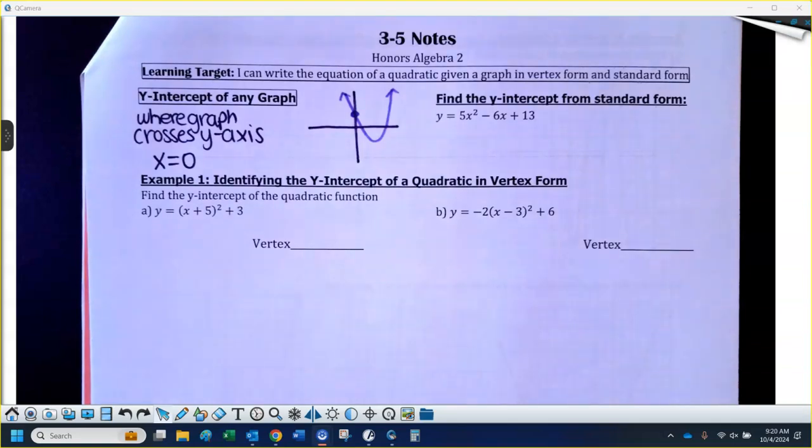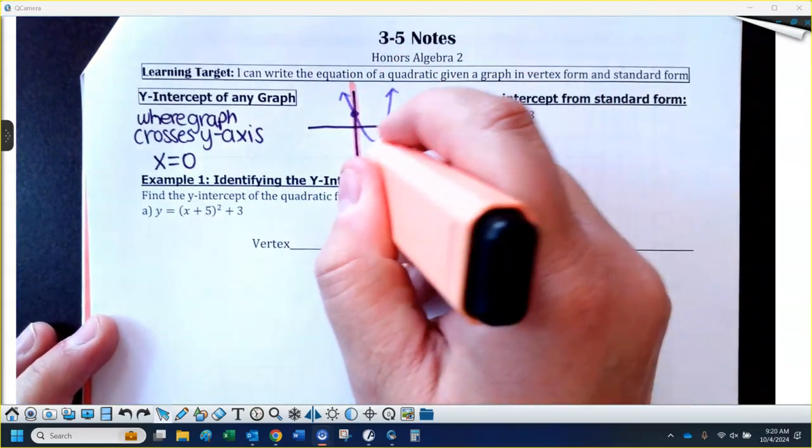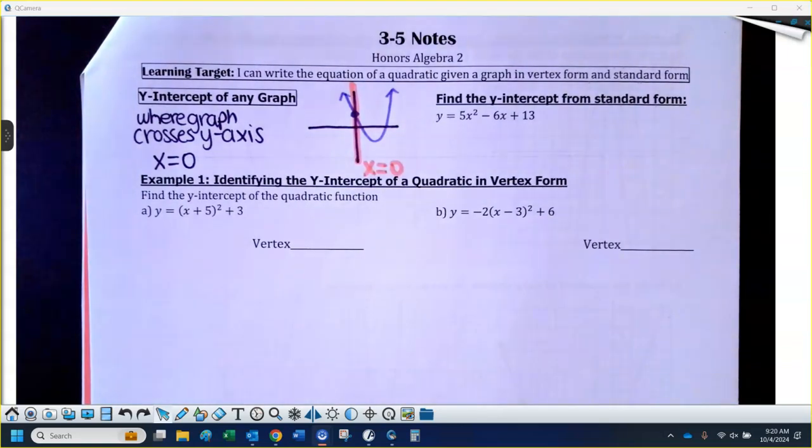And the reason it's x equals 0 is because the equation of the y-axis is a vertical line where all the x-coordinates are 0 up and down the y-axis. So I know if I'm intersecting with the y-axis, the x-coordinate of that point has to be 0. The y-coordinate could also be 0 if your graph goes through the origin, so it's not that y can't be 0, but most of the time y is some number other than 0.